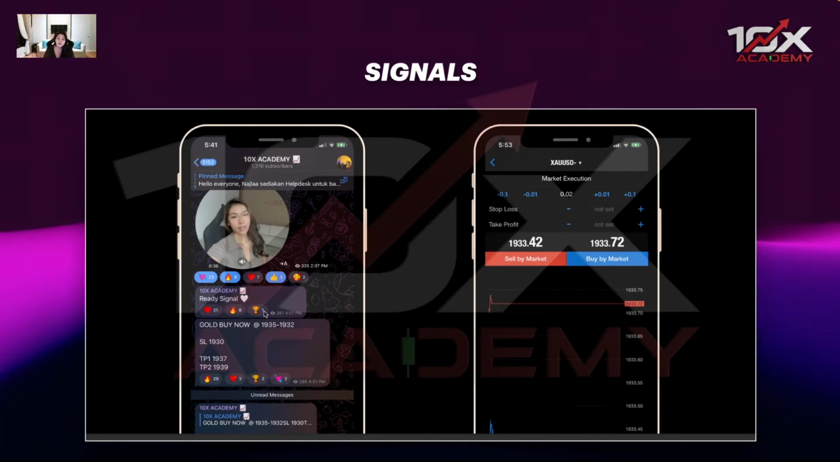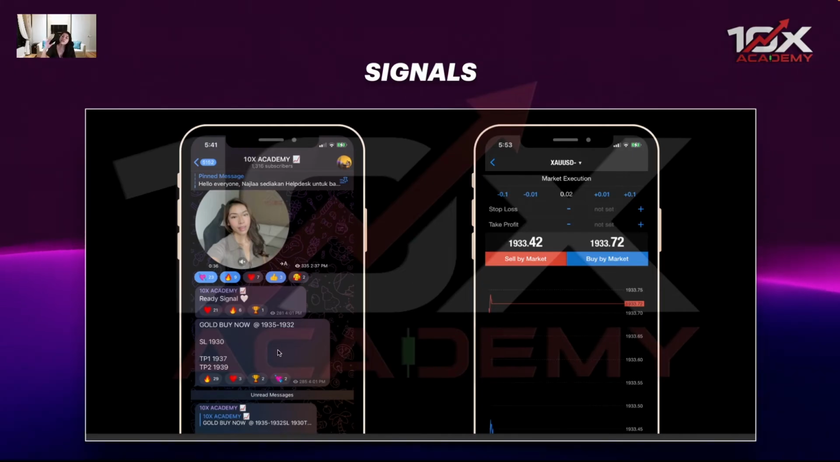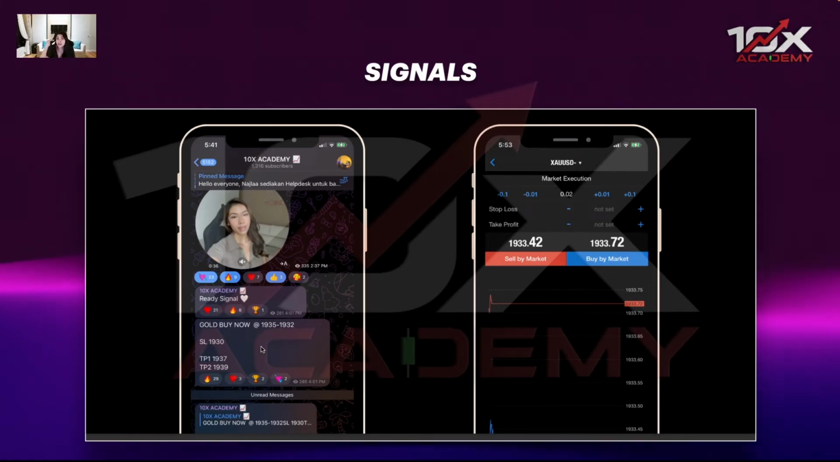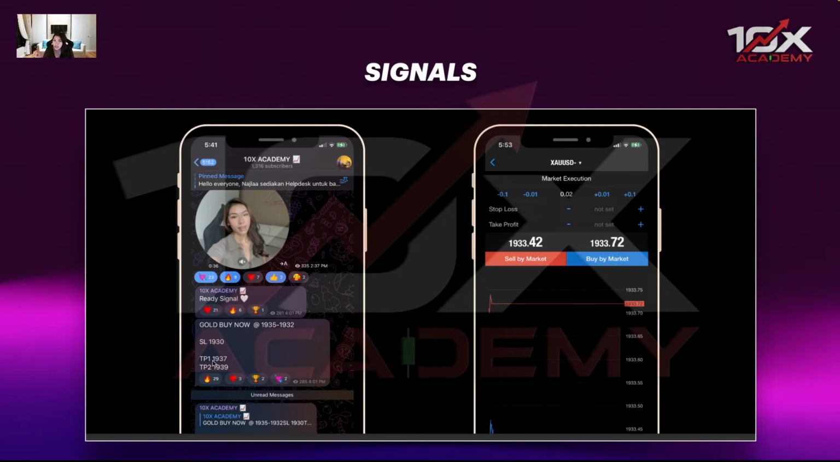Every time I give a zone, I would always tell you the SL, so you need to set your SL. But first things first, enter first, 1 to 2 layers, and then you can start setting your SL. And this is the TP. TP is take profit. It's when you collect your profits, your salary.